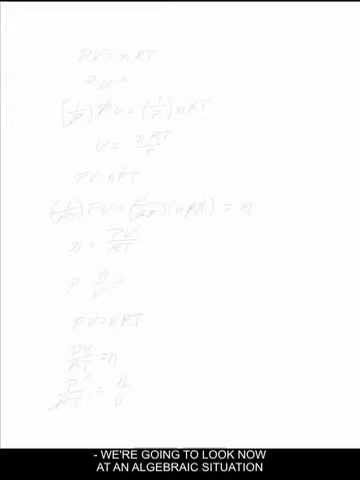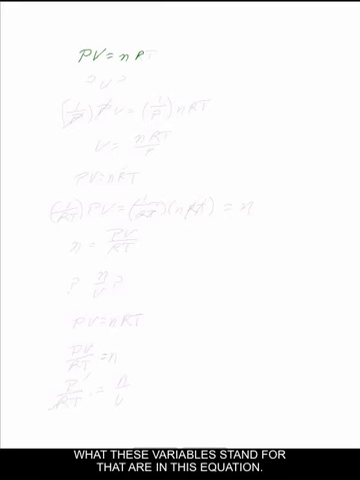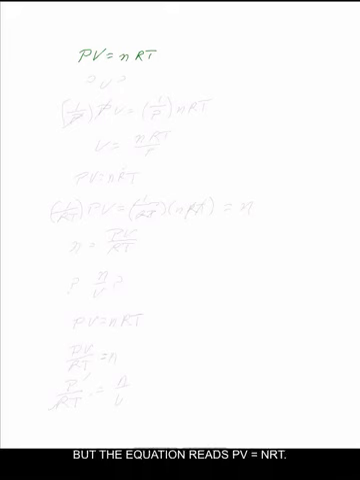We're going to look now at an algebraic situation in which there are more than three variables. And the example I'm using is an equation called the ideal gas equation. The point about this exercise is you don't have to know what the variables in this equation stand for. We'll look at that later when we study the gas laws. But the equation reads PV equals nRT.